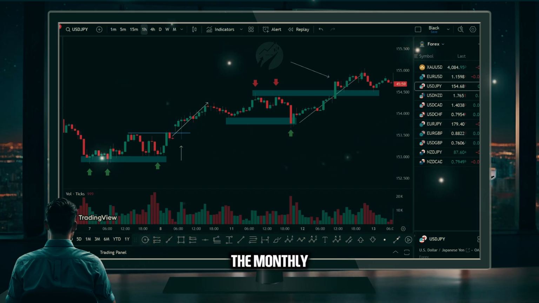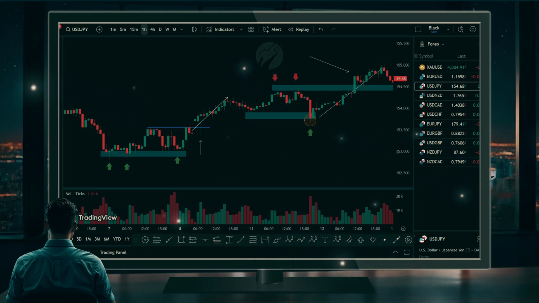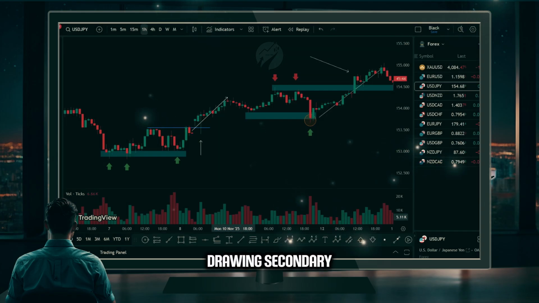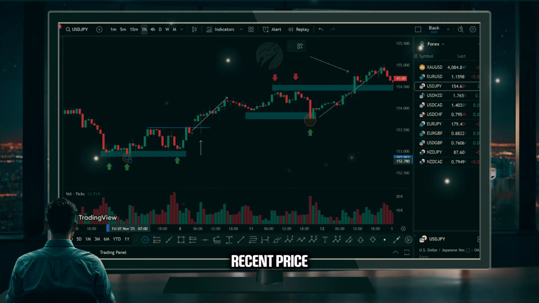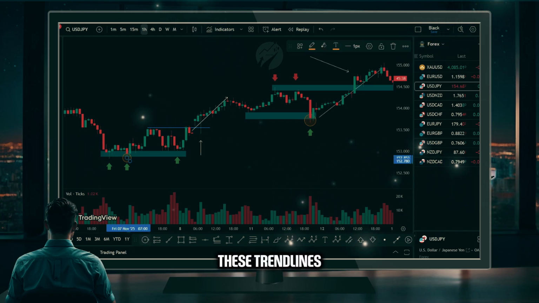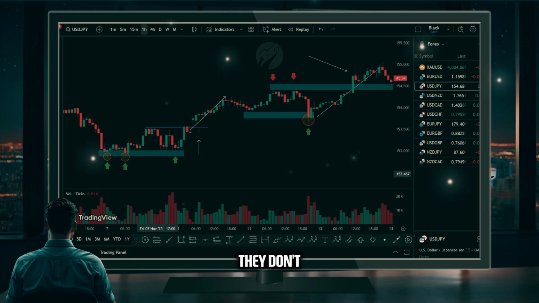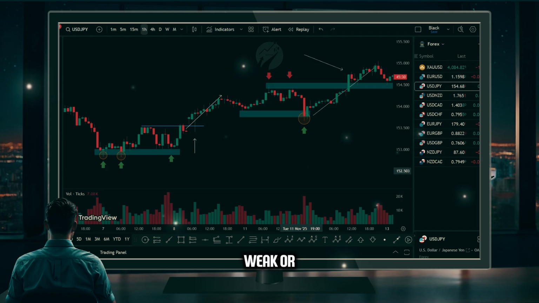After finishing the monthly chart, I go down to the weekly time frame. This is where the trend becomes clearer, like stepping closer to a painting to observe details. On the weekly chart, I adjust the main trend line if needed and begin drawing secondary trend lines, smaller trend lines that follow more recent price movements. Each of these trend lines is like a smaller branch of a big river. They don't change the river's nature, but help you understand exactly where the flow is strong, weak, or about to turn.